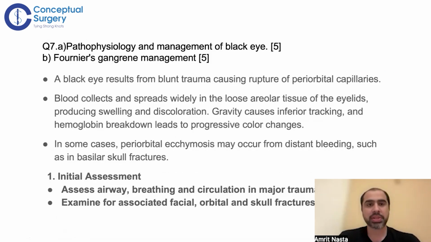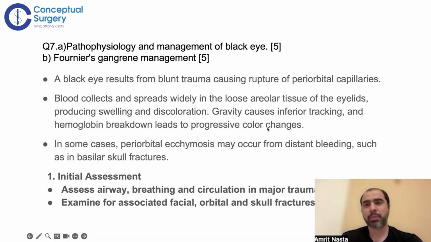Here, there are two parts to the question. First part is pathophysiology and management of black eye. Now, black eye normally is going to be in the setting of trauma. It will usually be due to a blunt trauma to the orbit. Okay, black eye is not trauma to the eye alone. It is a bleeding in the periorbital area.